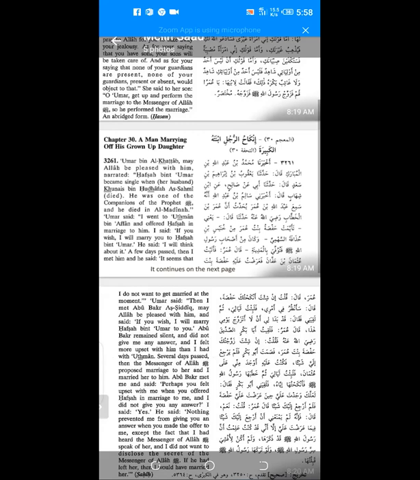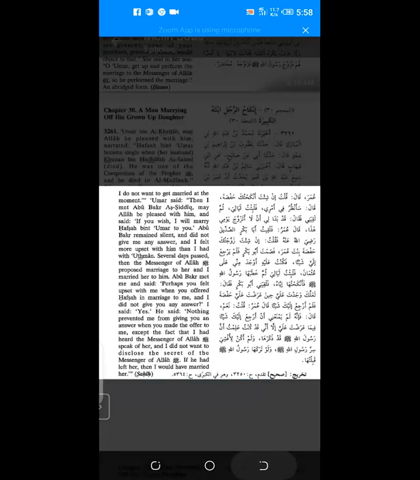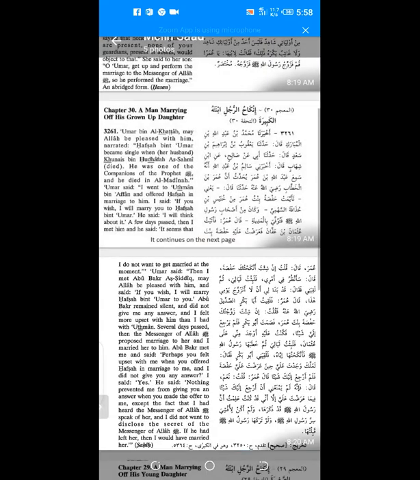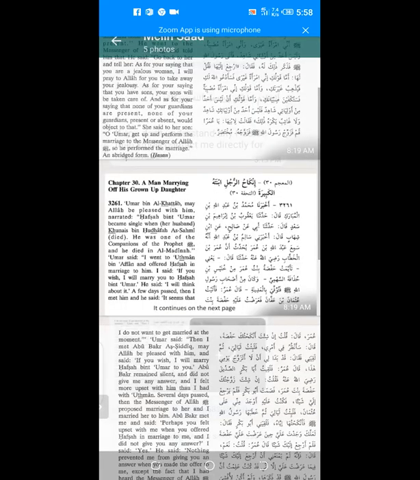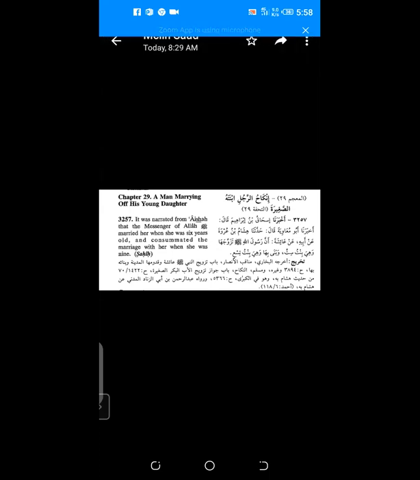Is there any other hadith today? Yes, I think this one: a man marrying off his young daughter. It was narrated from Aisha that the Messenger of Allah sallallahu alaihi wasallam married her when she was 6 years old and consummated the marriage with her when she was 9.